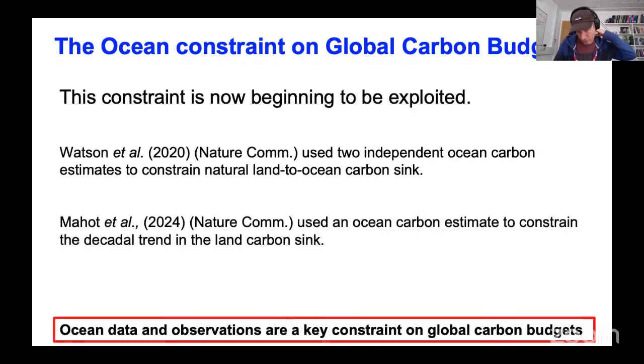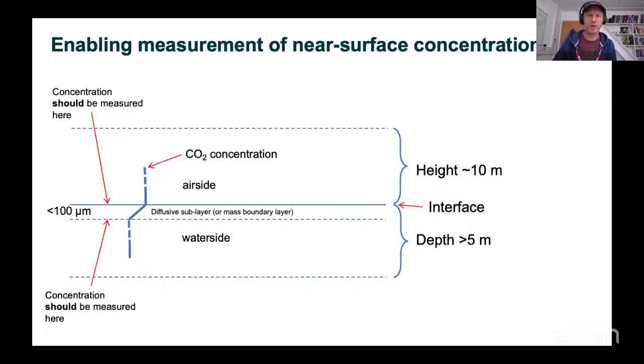And then more recently, Nicholas Mayo, this year, in fact, used ocean carbon estimates to constrain the decadal trend in the land carbon sink. So it's clear that the ocean data is critical for the budget itself, but also a really powerful constraint on the global budget. And one issue that's now being grappled with by the ocean carbon community is how should those measurements be taken, and how should we actually produce a very good representation of the exchange itself versus what we can currently do in terms of our measurement capability.